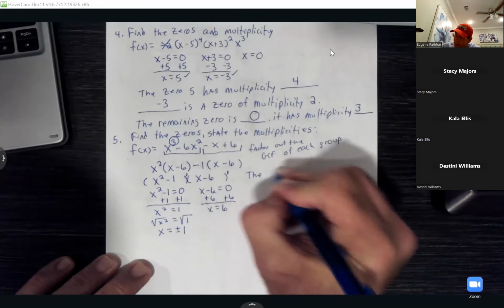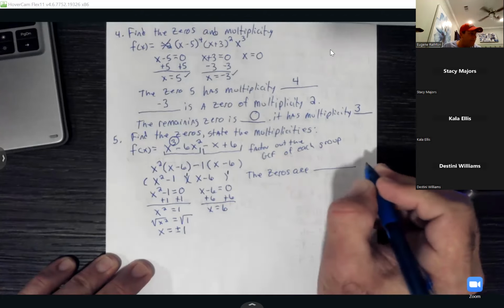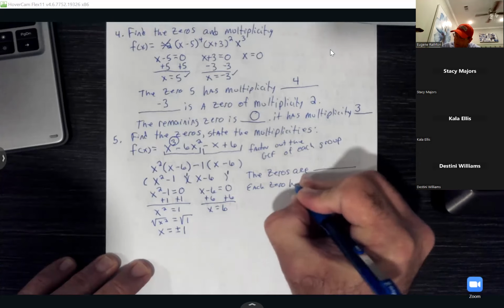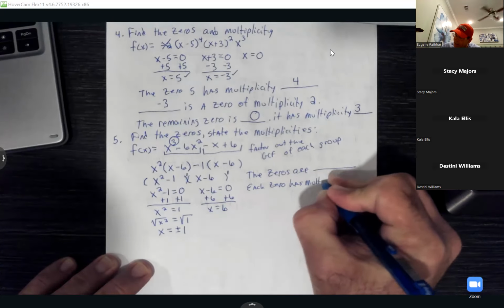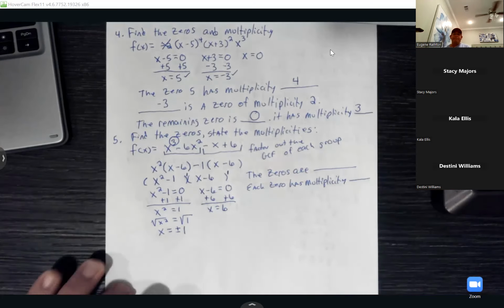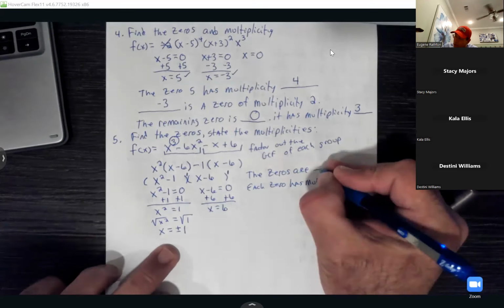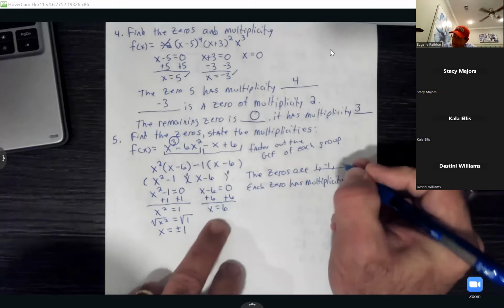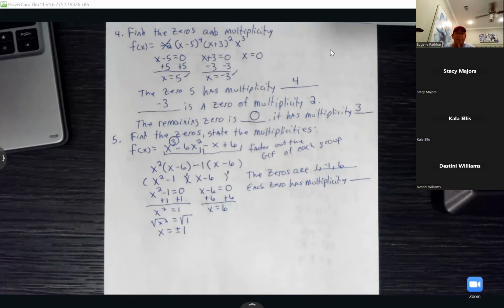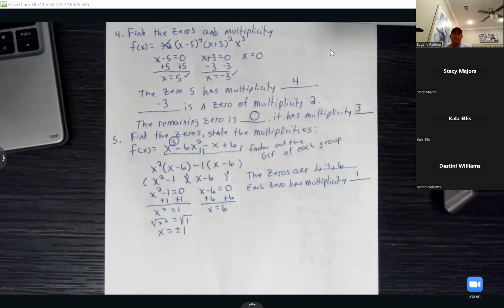So it would have an answer blank like the zeros are blank. Each 0 has multiplicity blank. All right, so our zeros are going to be these 3 answers we got. We got a 1, -1, and a positive 6. And then we said each of these had a multiplicity of 1. There you go.